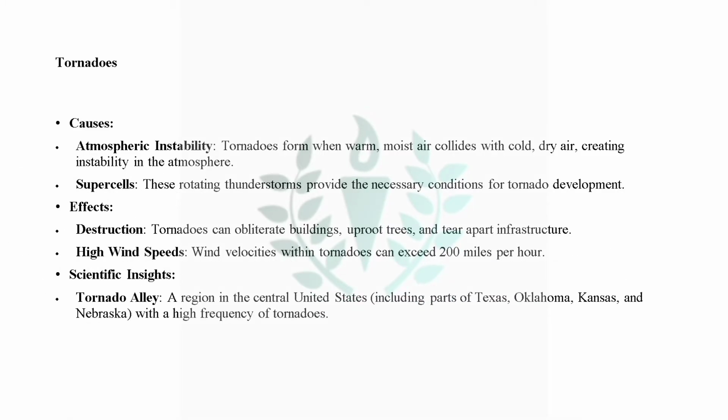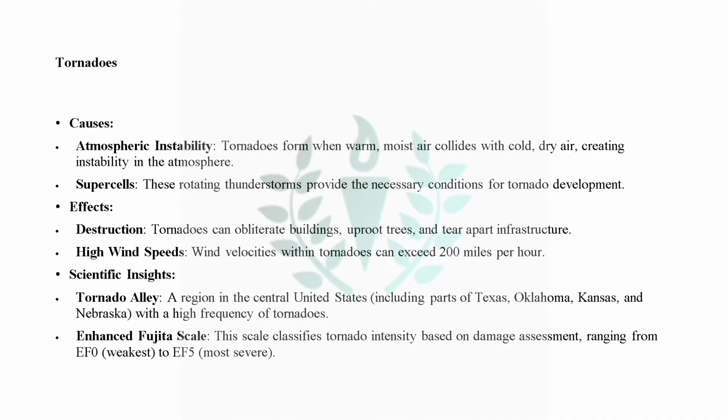Tornado alley is a region in the central United States, including parts of Texas, Oklahoma, Kansas, and Nebraska, with a high frequency of tornadoes. Also, the Enhanced Fujita scale. This is the scale which classifies tornado intensity based on damage assessment, ranging from EF0, which is the weakest type of tornadoes, to EF5, which are the most severe type of tornadoes.